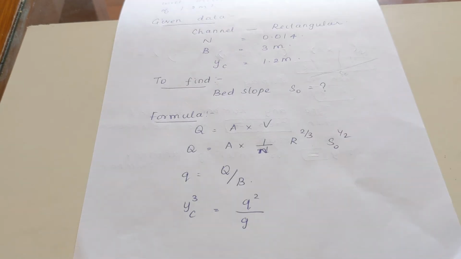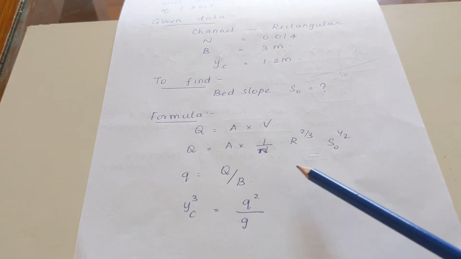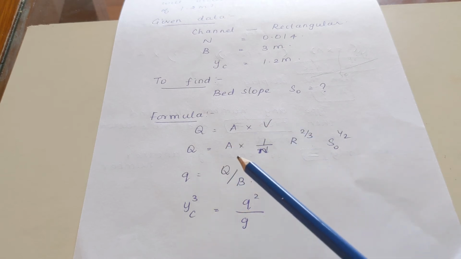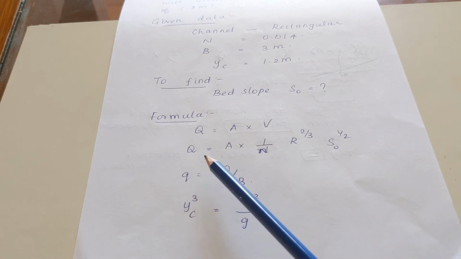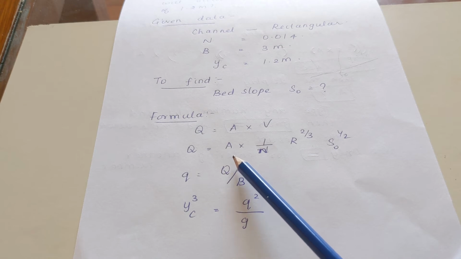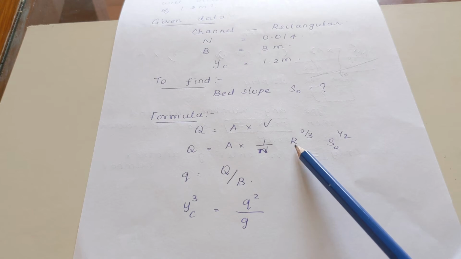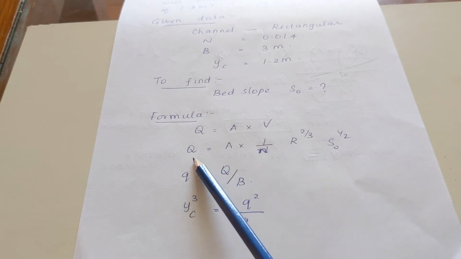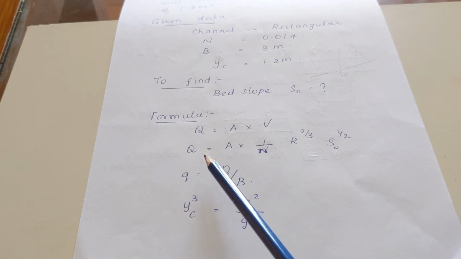Clear? Here we need to find out the value of bed slope. If we want to find out the value of bed slope, all other values should be known. Is it? So Q, do you know the value of Q? We don't know. Do we know the value of area? We don't know. They have given n value and we don't know R. So first we have to find out what is Q, what is A and what is R. Okay. How to find out Q? We don't know what is Q.